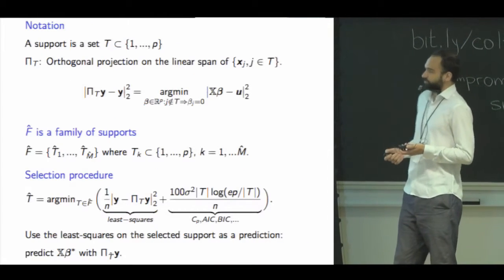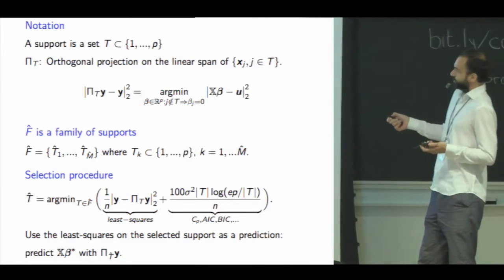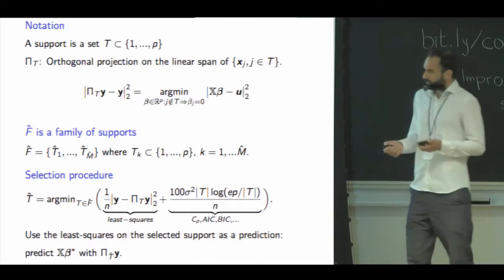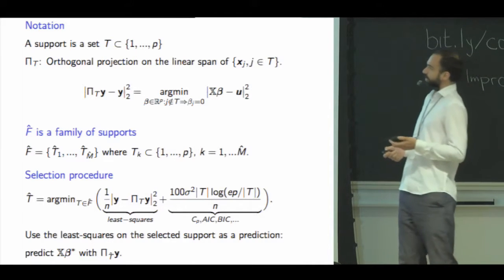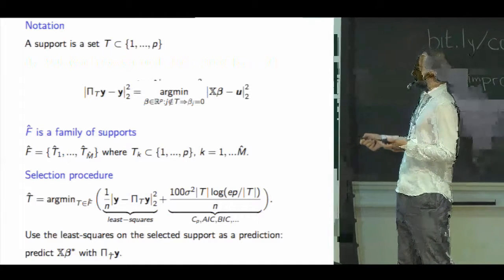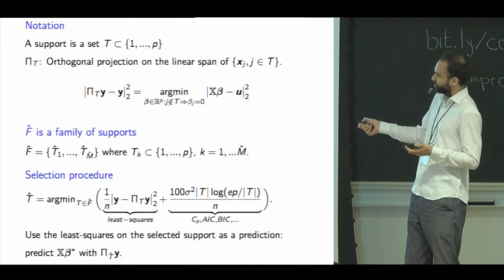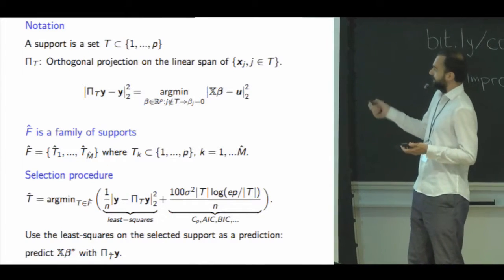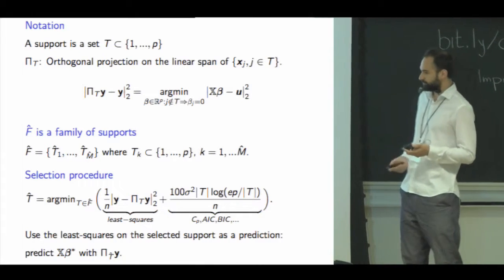Okay, so some notation before stating the results. A support will be a set T, a subset of 1 to p. And from a support, I can construct the orthogonal projection on the linear span of the covariates in T. So there's a typo in this line. This is the projection of Y that minimizes the L2 distance over the span of the active covariates. And F hat will be a set of supports.